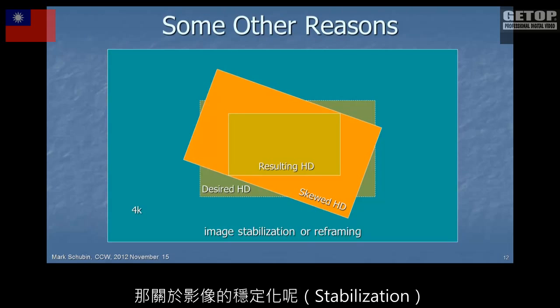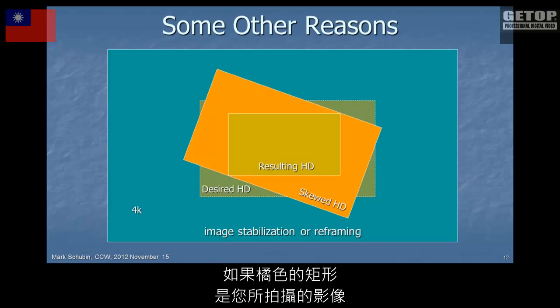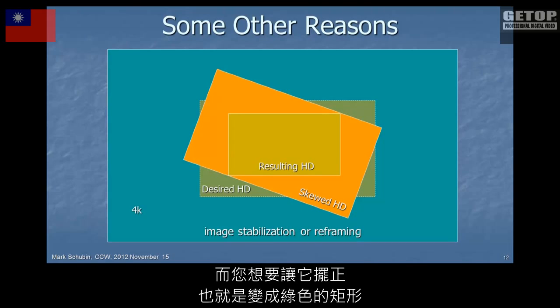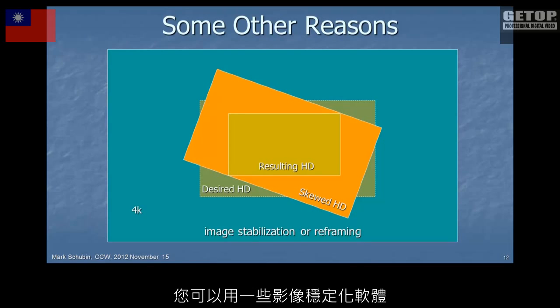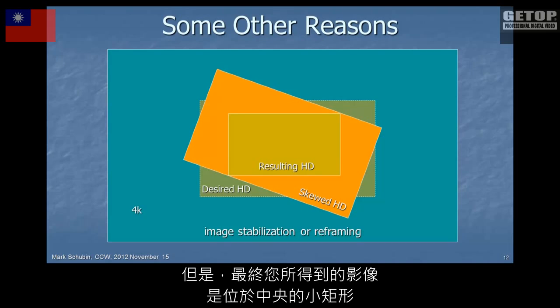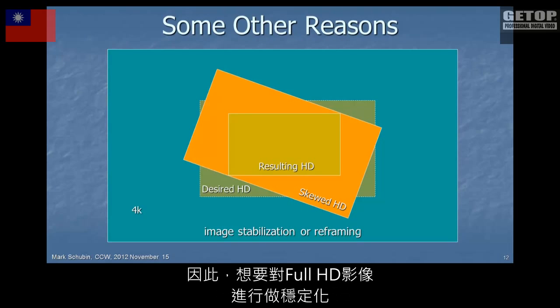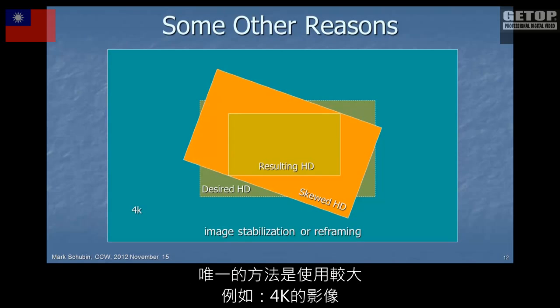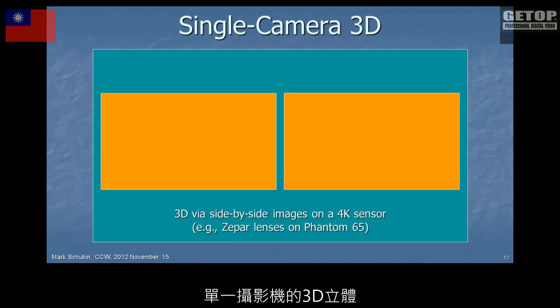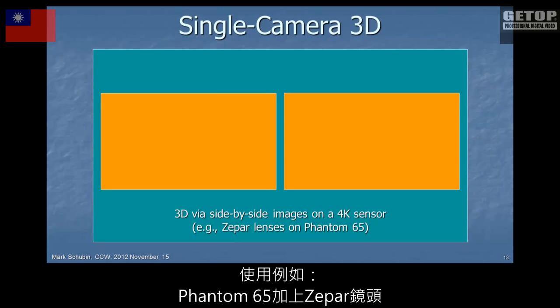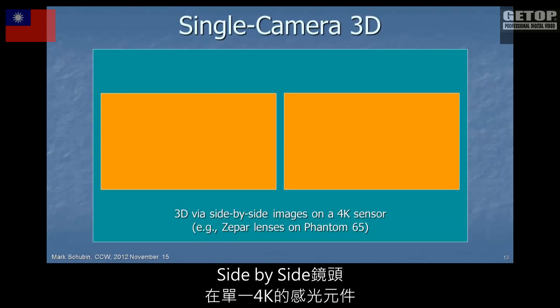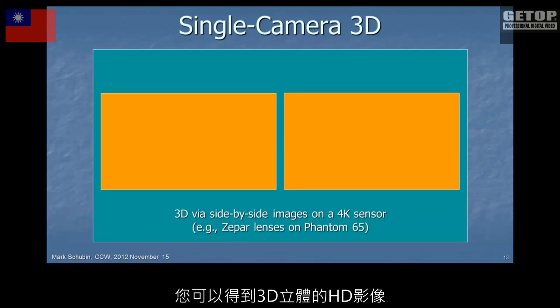Or how about image stabilization? If this was the HD that you shot, that orange rectangle, and you wanted that to be stationary, that would be this green rectangle, you can use some sort of image stabilization software, but if you do, you end up with that little rectangle in the middle. So the only way to stabilize the full HD picture is to have something larger like 4K. Another reason, single camera 3D. Take something like a Z-Par lens system, put it on a Phantom 65, side-by-side lenses on a single 4K sensor, you get HD in 3D.